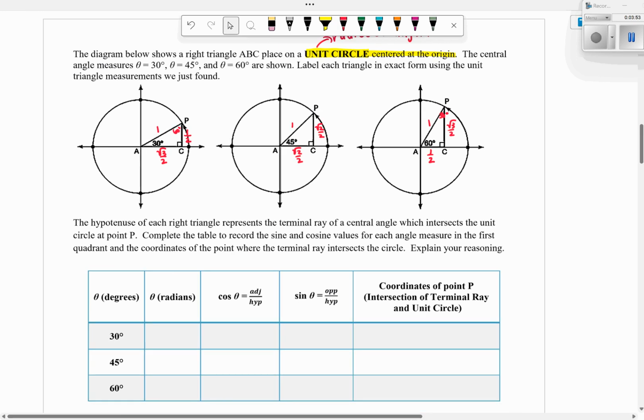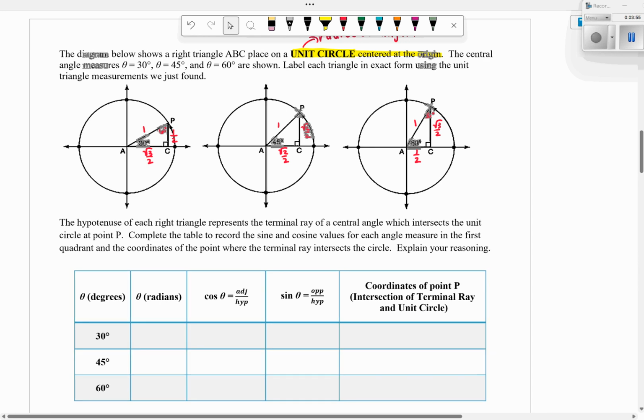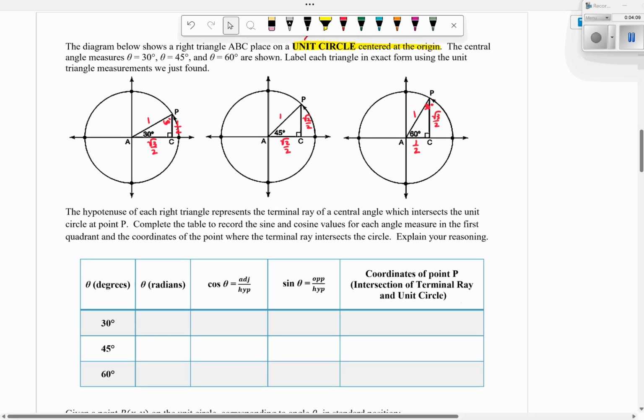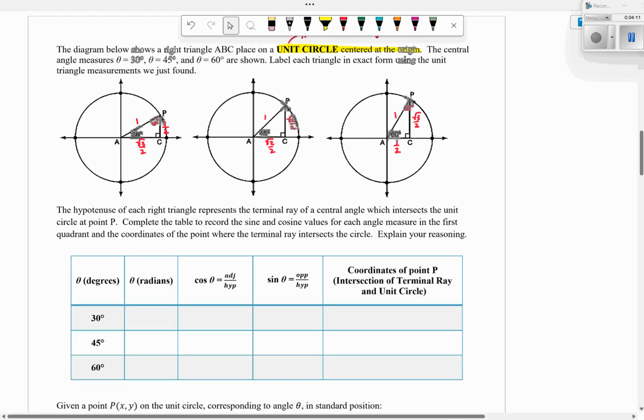It says the hypotenuse of each right triangle represents the terminal ray of the central angle, which intersects the unit circle at that point P. Complete the table to record the sine and cosine values for each angle measure in the first quadrant and the coordinates of the point where the terminal ray intersects the circle. And then let's think about our reasoning.